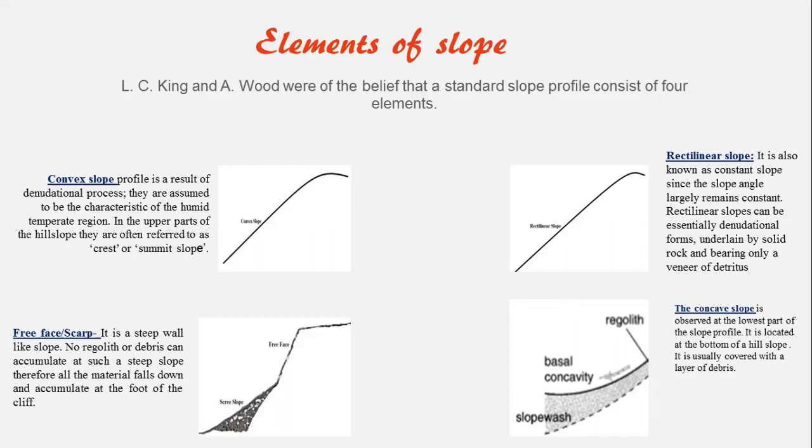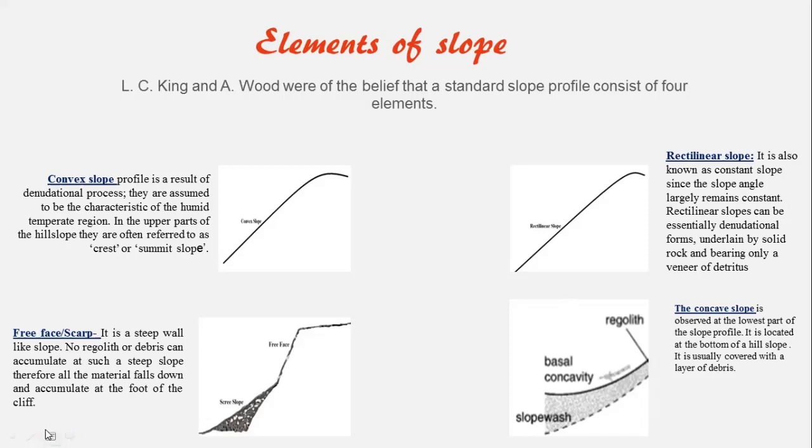Now, this particular area is covered by various weathered material, and this is a result of denudation or weathering. And from here, transportation occurs through soil creep. Generally, we find this convex slope, which is also called the crest or the summit slope, in humid temperate regions. And after this, we find the free face or the scarp face.